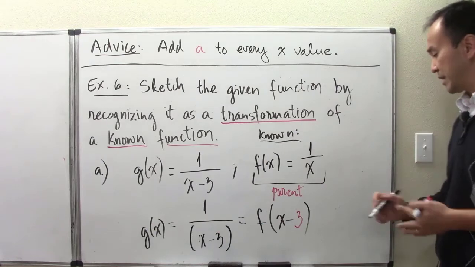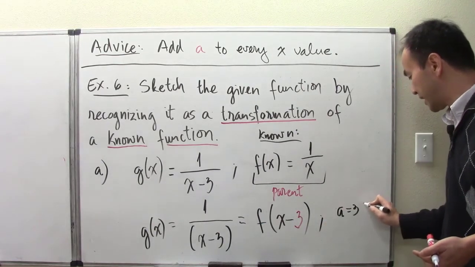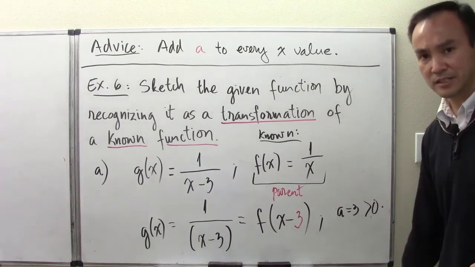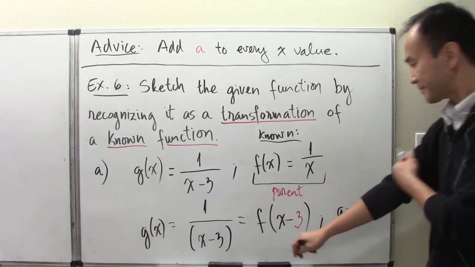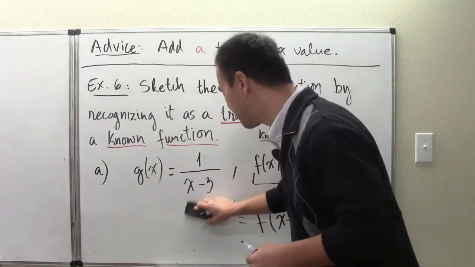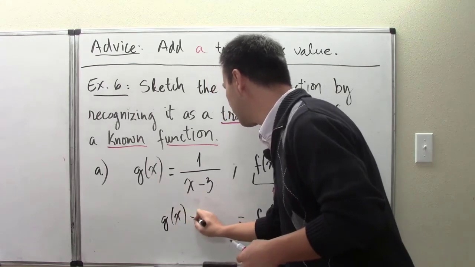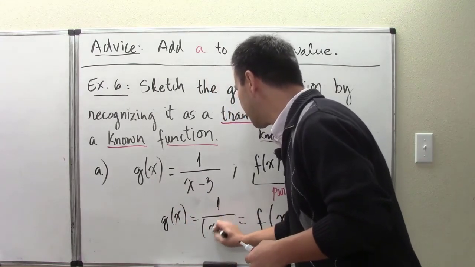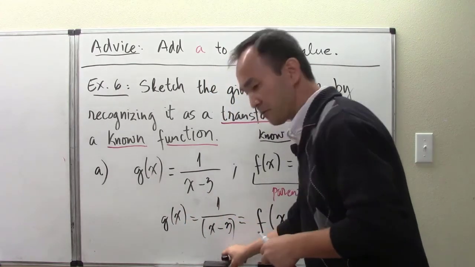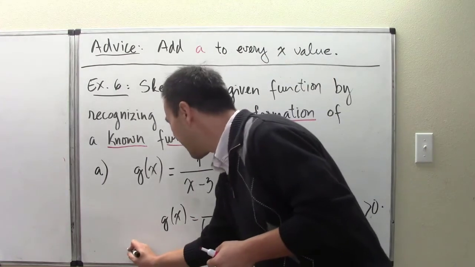All right, so now we've laid down all the information we need. So a here is the value 3, that's positive. I'm running a little short of space here, so let me rewrite that to make more space at the bottom. So this g of x is 1 over x minus 3. Now I'm going to throw in my expectation.